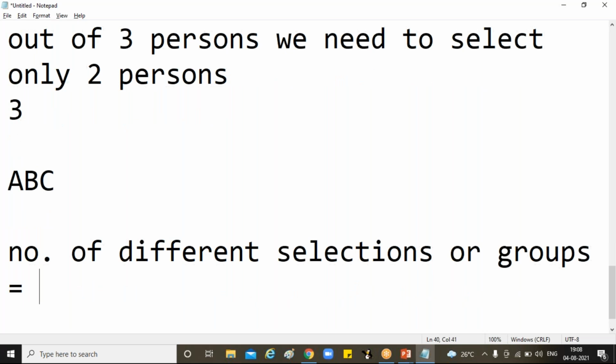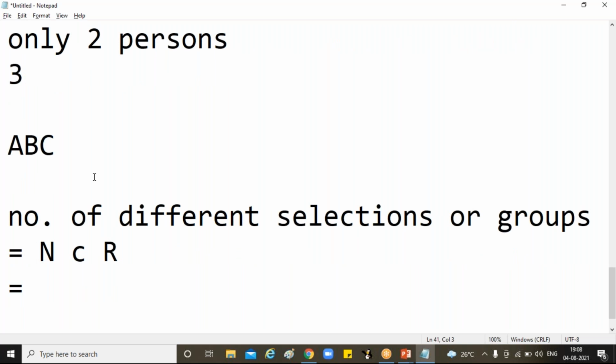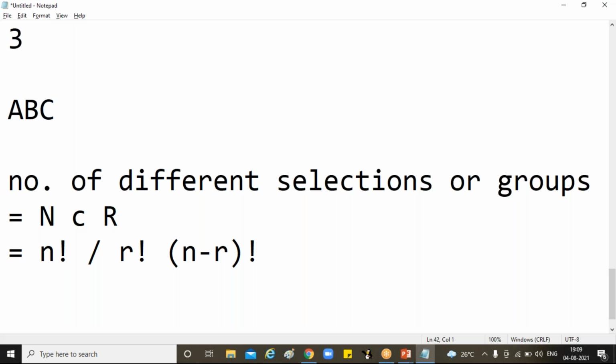So to find the number of different selections or groups is equal to nCr. R is the number of persons you can take at a time. N is the number of persons given. R is the number of persons we can select at a time. That may be 2 or that may be 3. nCr is equal to n factorial by r factorial into (n minus r) factorial. Hope everyone knows.